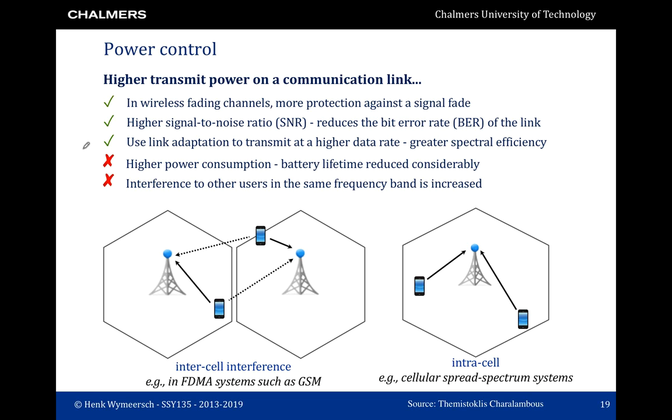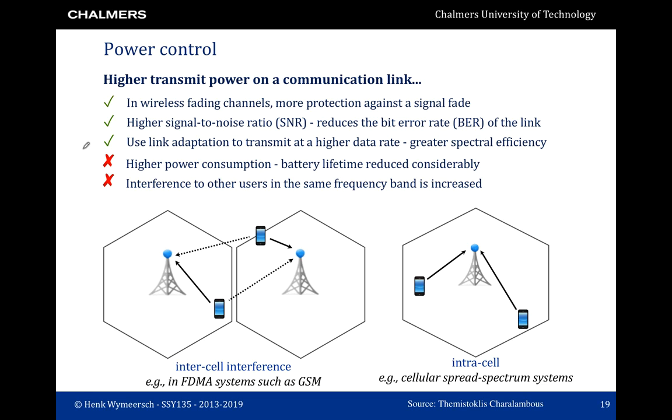For a user, it is advantageous to use a higher transmit power because this can protect against the effects of the channel and lead to a better SNR at the receiver and thus a lower bit error rate. In combination with adaptive transmission, it can achieve a high spectral efficiency. However, there are two downsides to using a high transmit power. The first one is that it will drain the battery of the user. The second one is that by behaving selfishly, it can create interference for the other users.